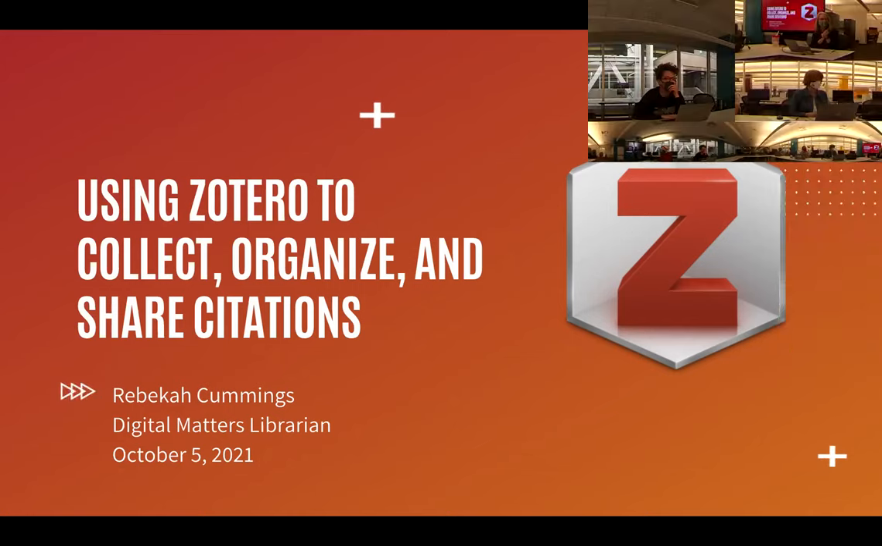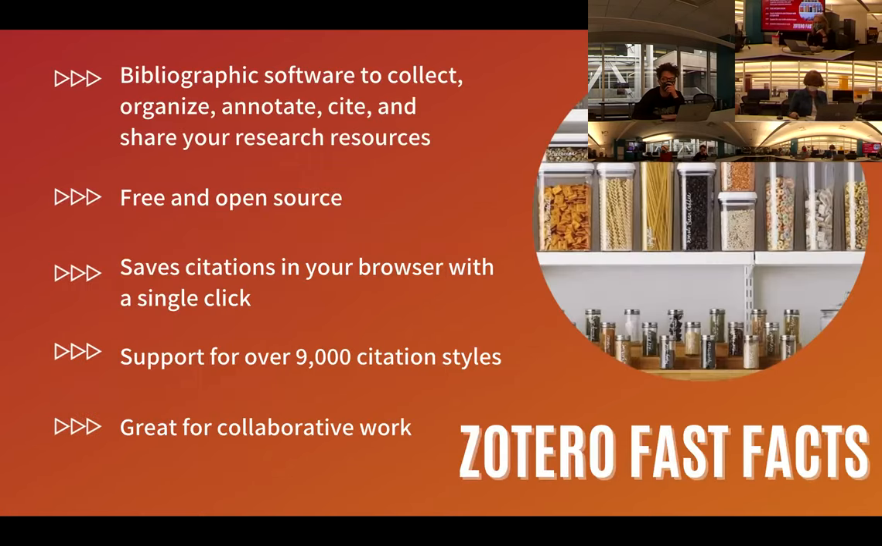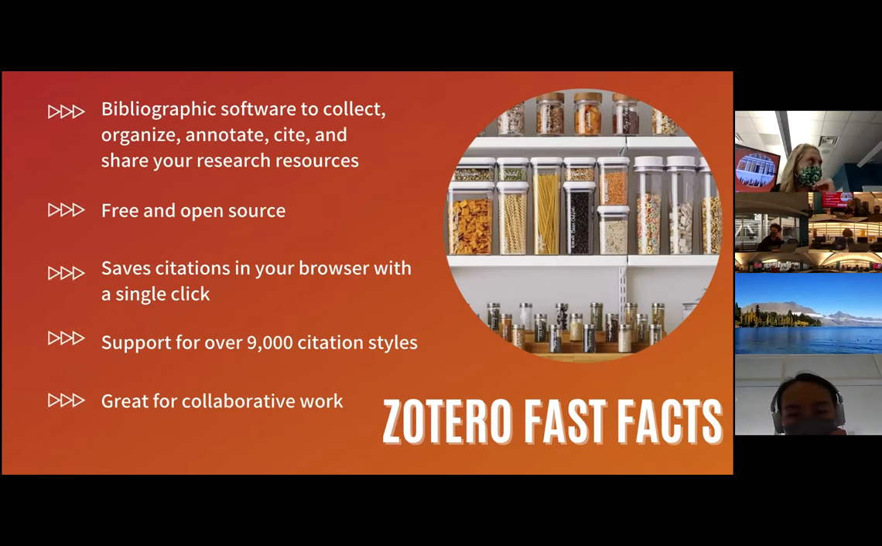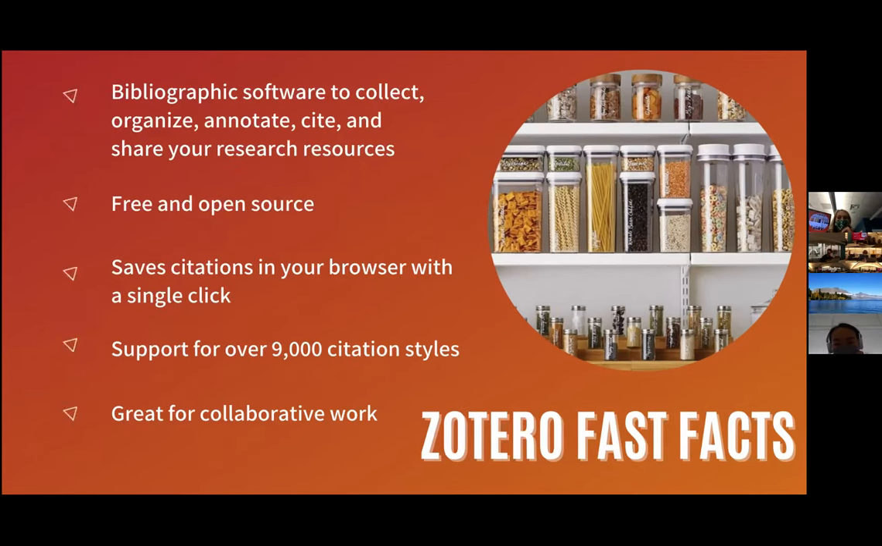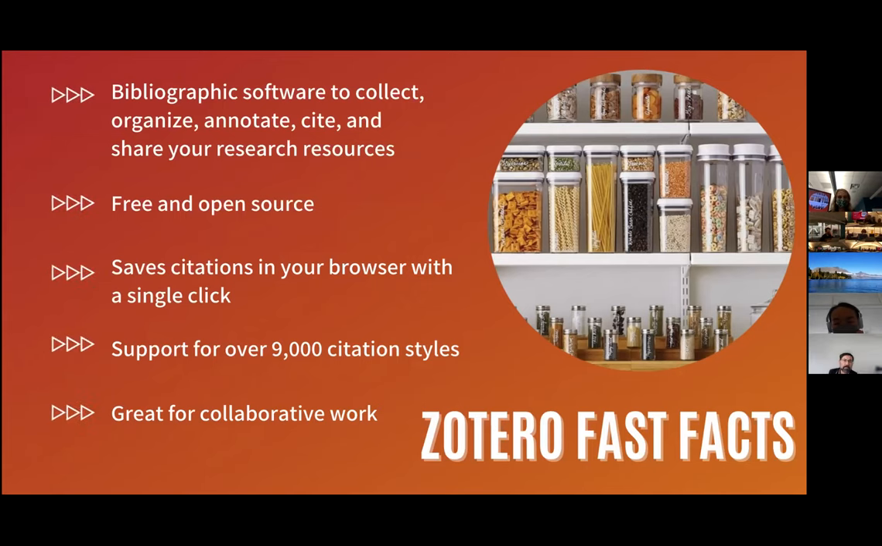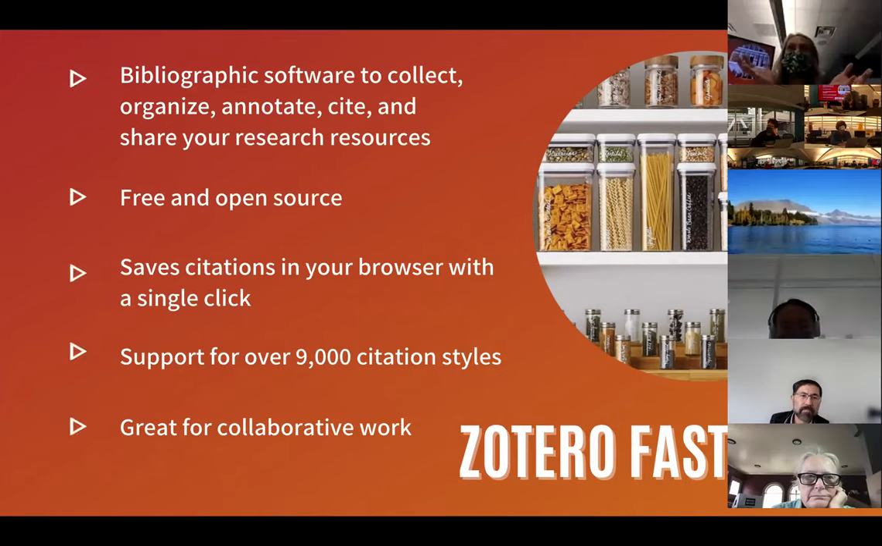So let's talk a little bit about Zotero and how fantastic it is and what sets it apart from all the other citation management systems. There are a lot of different bibliographic software options. You might use EndNote, Mendeley, Noodle Tools, or RefWorks. I've been using Zotero for about 8 years and I've been super happy with it because it makes you a much more organized researcher. It makes it much easier to find your resources later. As you're writing, it's so much easier to plug those citations into your papers, into Google Docs and Word Docs. Zotero, like all these other software, is bibliographic software to collect, organize, annotate, cite, and share your research resources. It's a way to become a more organized researcher, to build your own citation library.